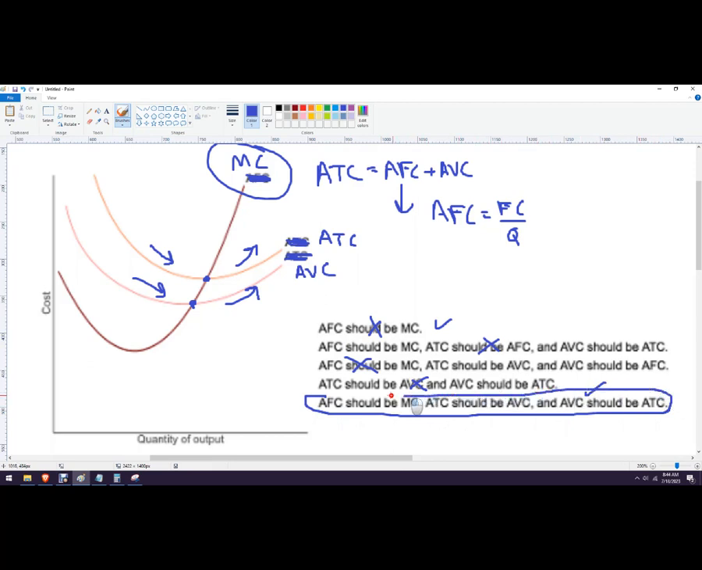You got to know what it actually looks like. Notice how I redrew those first, then looked at the answers. It's a good strategy to answer that kind of question.